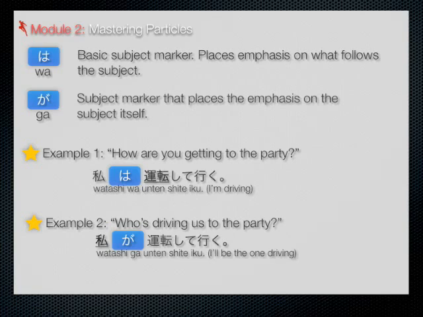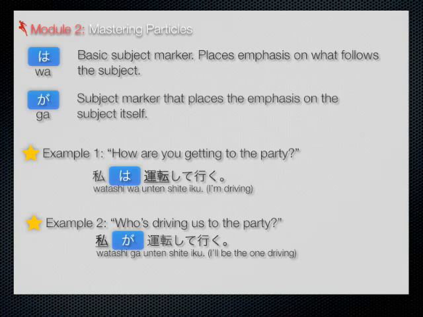or watashi, where that means I, right? We learned that earlier. watashi ga unten shite iku. That means I'm going to be the one who's driving. And because they're asking you who's going to be driving to the party, you can respond by using ga in that case.